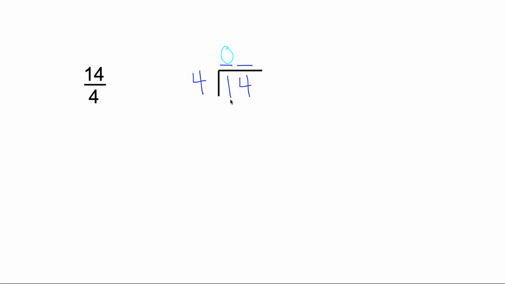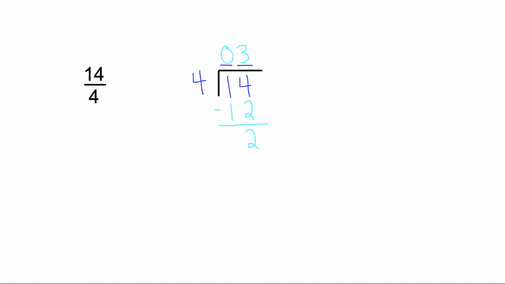12. 4 times 4 is 16. That would be too high. So it can go in 3 times. 4 times 3 is 12. Subtract, you get 2. Now, we've filled up our parking spaces and we subtracted that last step. That's when you know you're done.